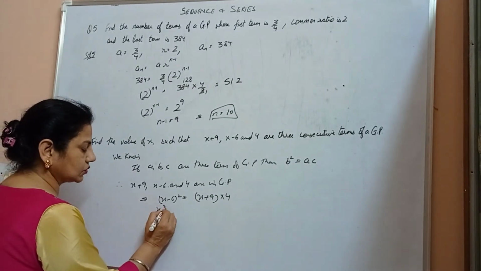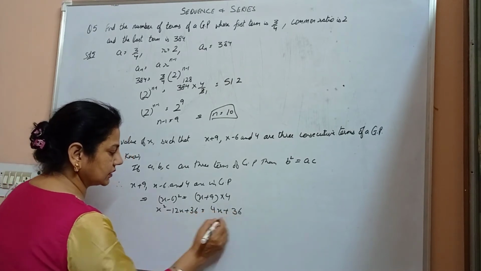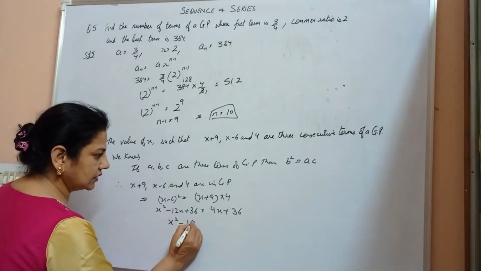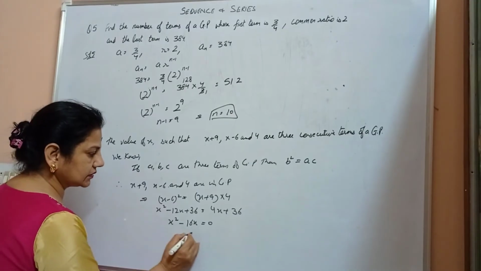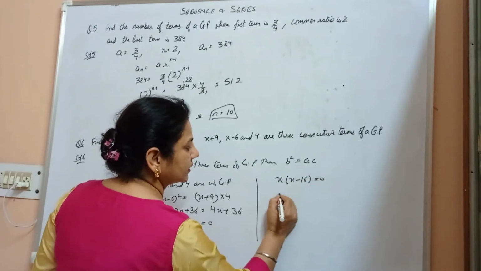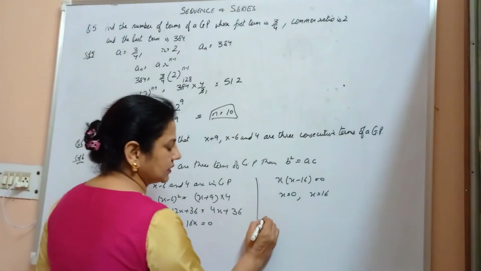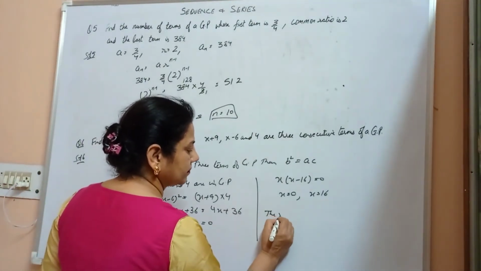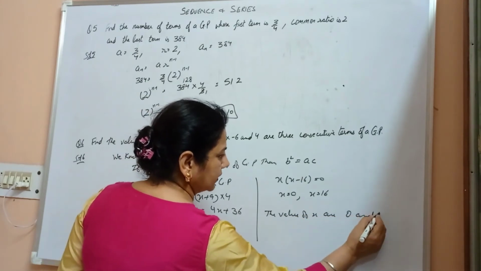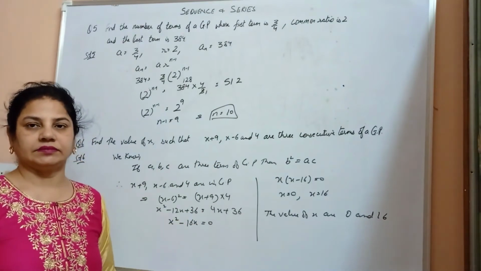Open the bracket. X square minus 12x plus 36 is equal to 4x plus 36. This gives me the result as x square minus 16x is equal to 0. Make the factors. I get x into x minus 16 is equal to 0. That means x is equal to 0 and x is equal to 16. So we have the two values of x. Here we can say that the values of x are 0 and 16.